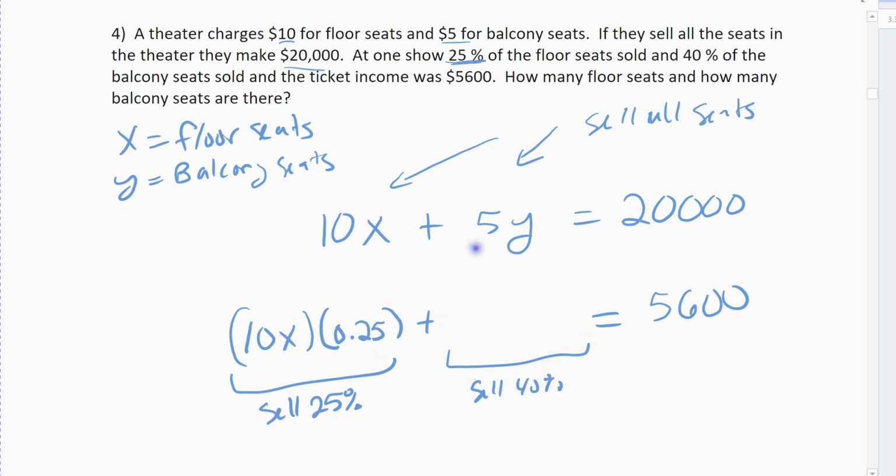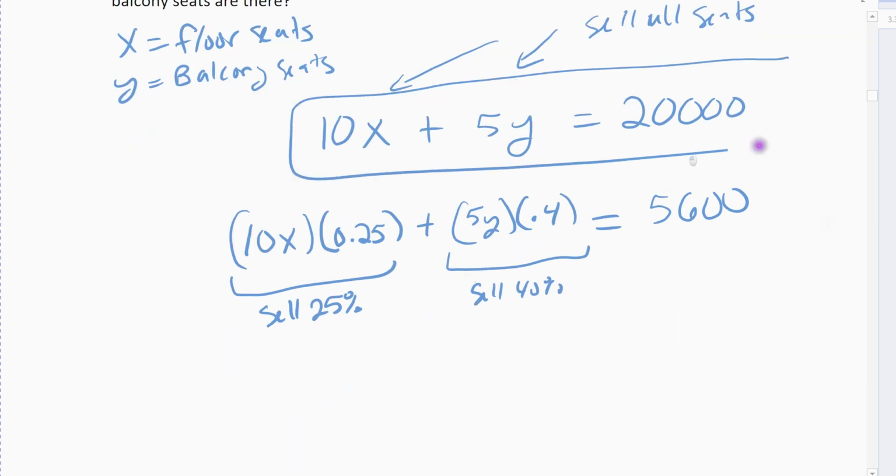Selling them all would be 5 times Y. But I'm not going to sell them all. I'm only going to sell 40%. And so I'm going to take the sales from all of them and multiply it by 40%, 0.4. And then we have to simplify that. So this first equation is already good. I can keep that one. That's a sellout. This one I simplify.